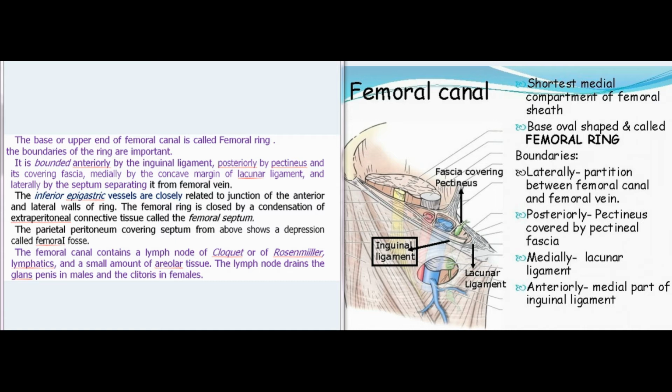The inferior epigastric vessels are closely related to the junction of the anterior and lateral walls of the ring. The femoral ring is closed by a condensation of extraperitoneal connective tissue called the femoral septum. The parietal peritoneum covering the septum from above shows a depression called the femoral fossa. The femoral canal contains a lymph node of Cloquet or of Rosenmuller, lymphatics, and a small amount of areolar tissue. The lymph node drains the glans penis in males and the clitoris in females.